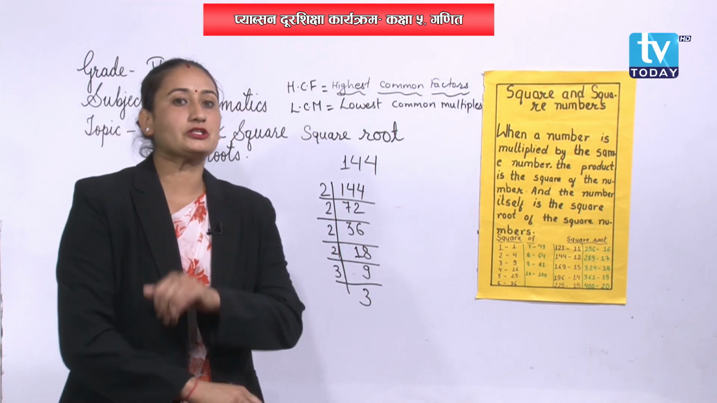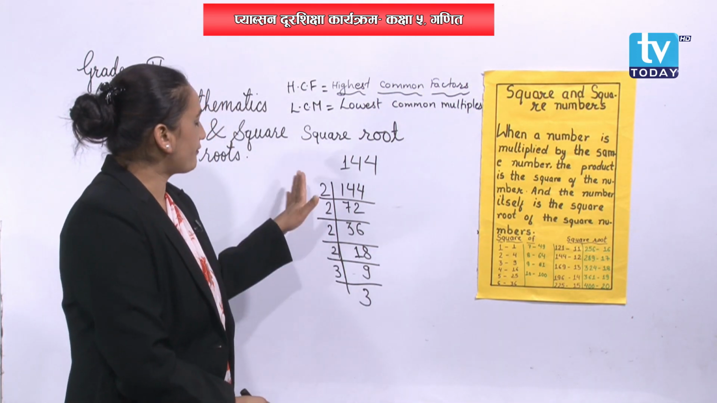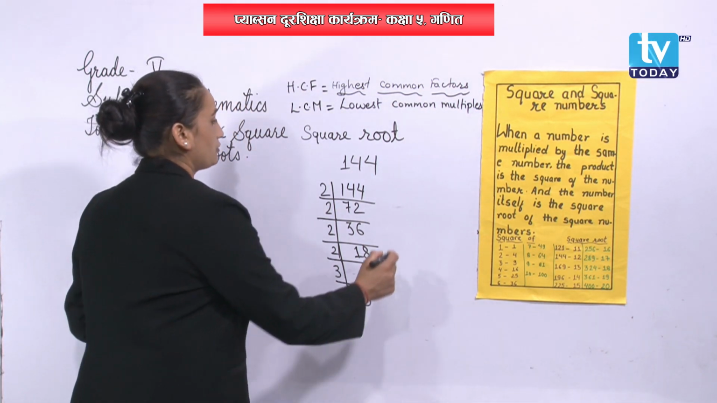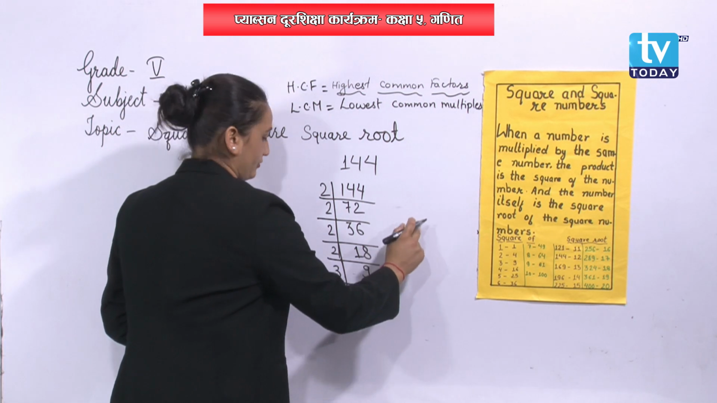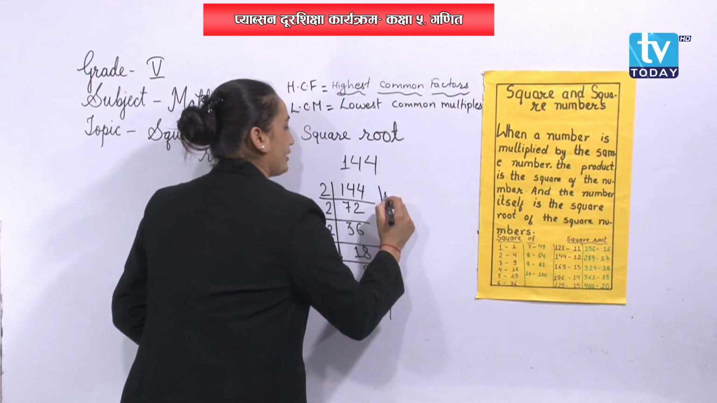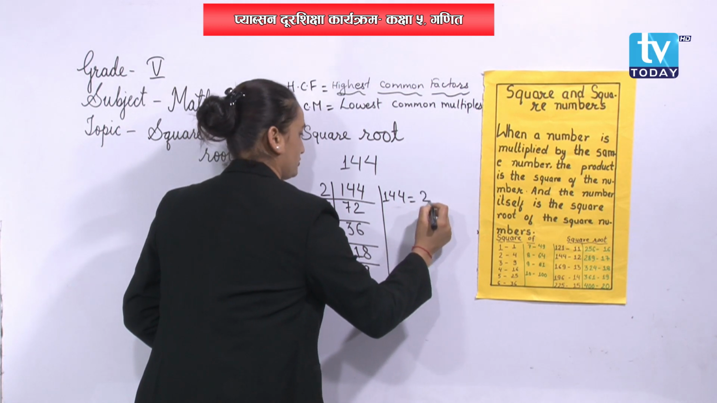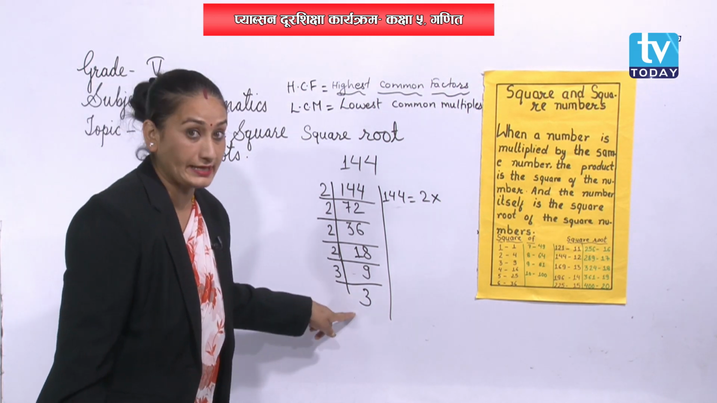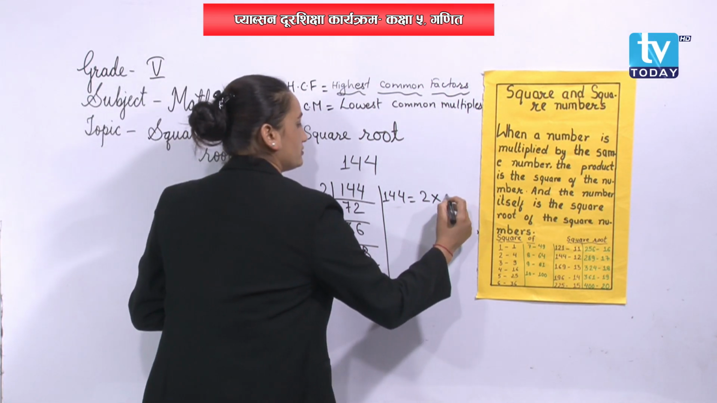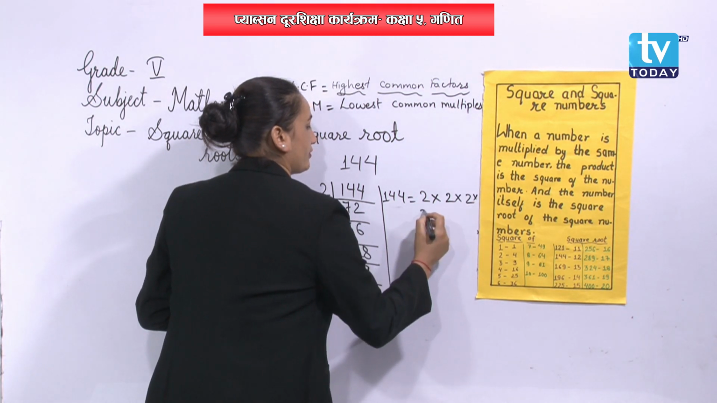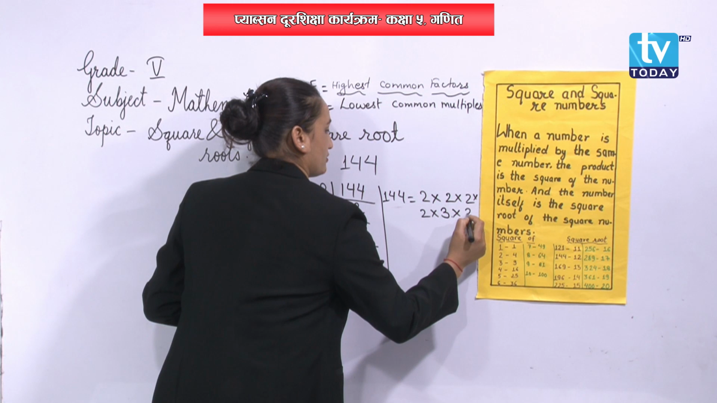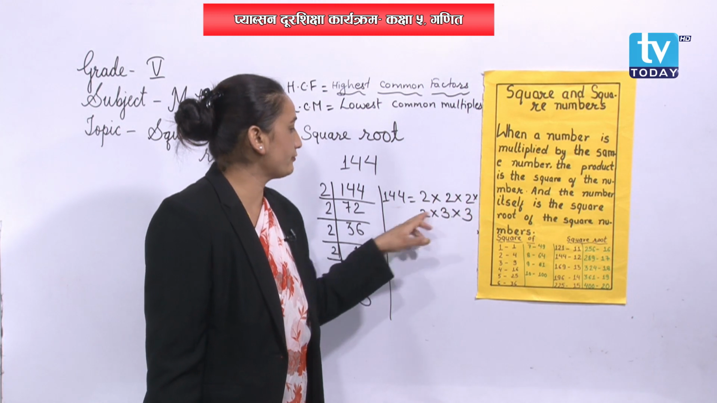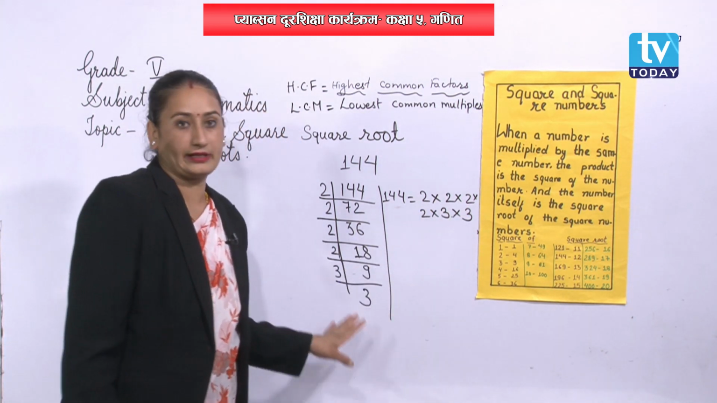Okay. Now, students, first of all, write down all these numbers in the form of multiples. How to write? Okay, I will write over here. Now, see, 144 equals 2 into 2 into 2 into 2 into 3 into 3. Go on writing. Okay, let's count. 4 times is 2. 2 times is 3.